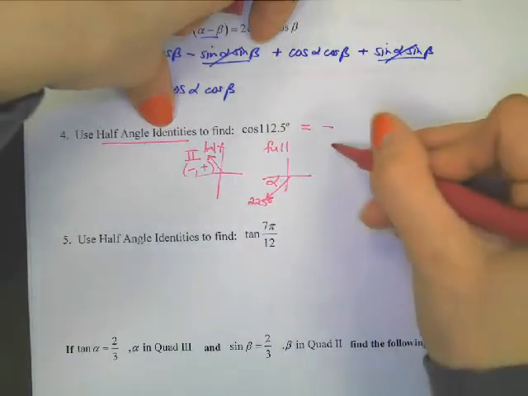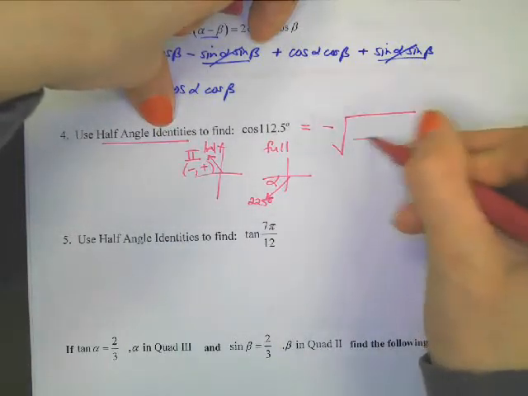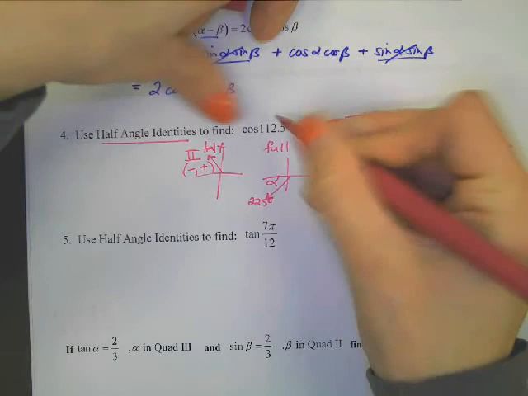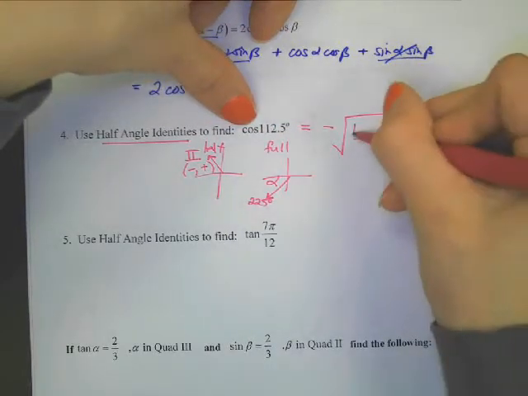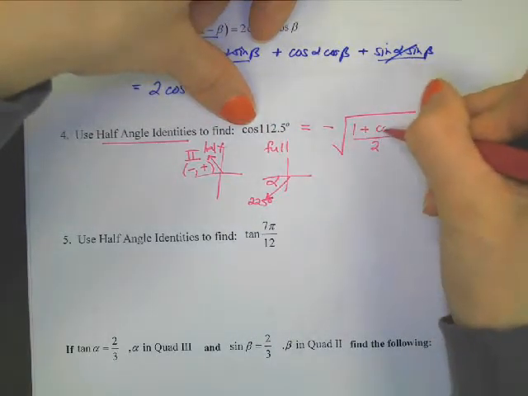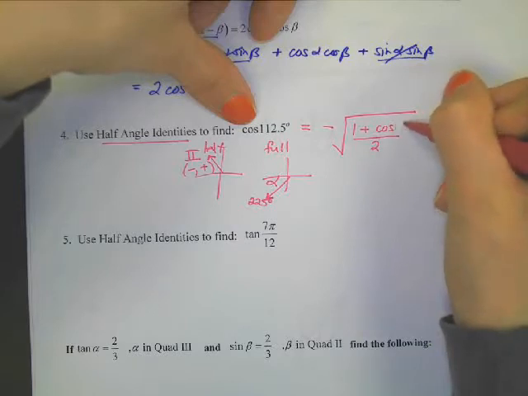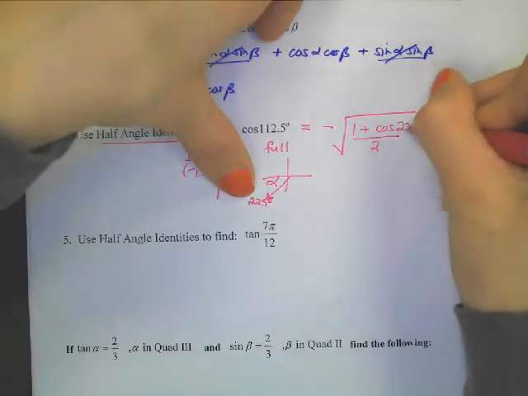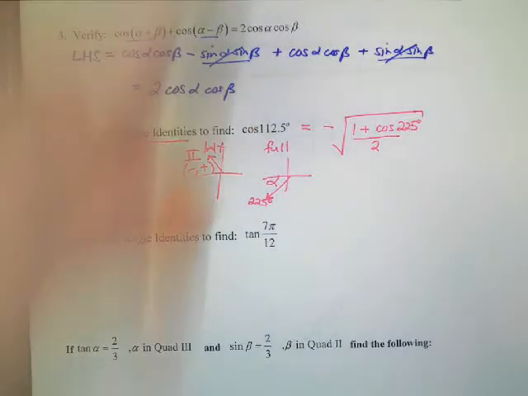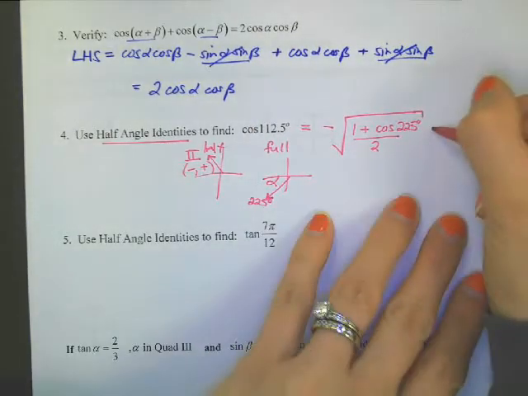Remember how ugly these are? Big radical. What goes in the bottom? A 2. The cosine formula is 1 plus cosine of what? You put the full angle. You write 225. Okay, now we're all set up for doing some evaluating.